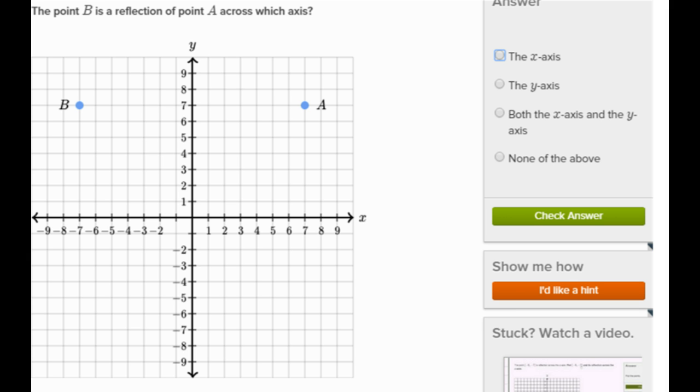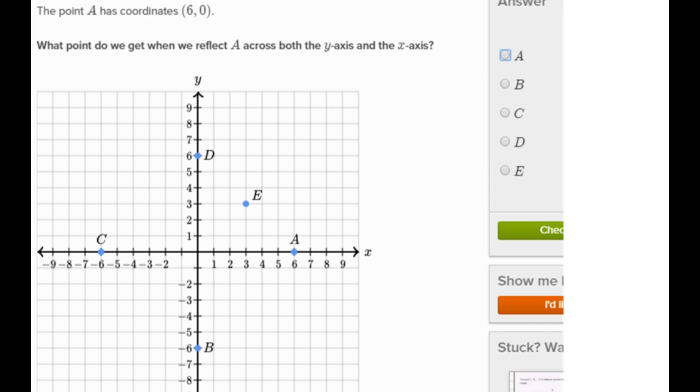So it says the point B is a reflection of point A across which axis? Again, if we go across, if we fold it over to here, okay, which axis are we crossing? We're crossing the y-axis. So that point is being flipped across the y-axis. That's right there. All right, let's take a look at another one.